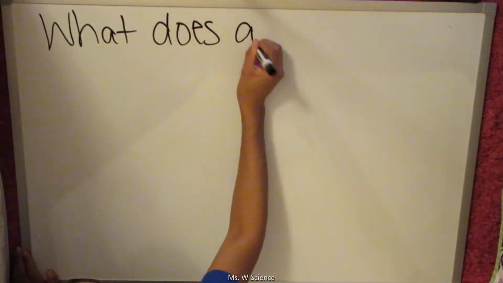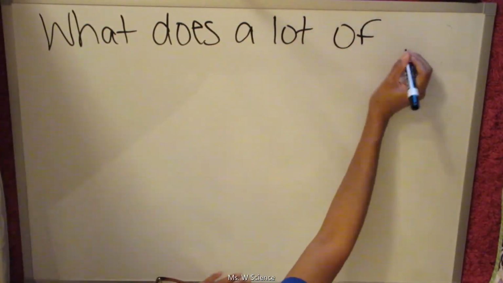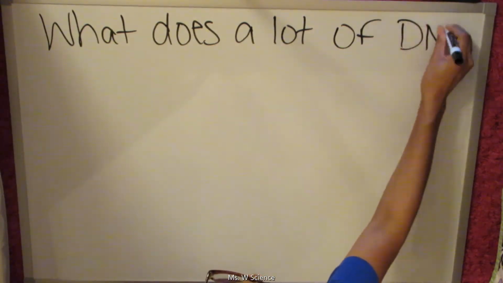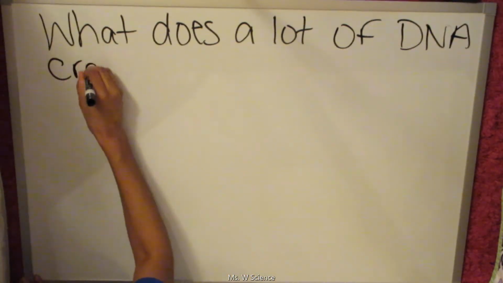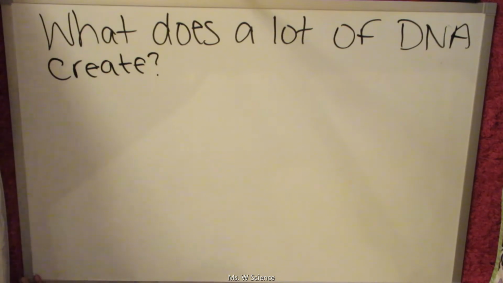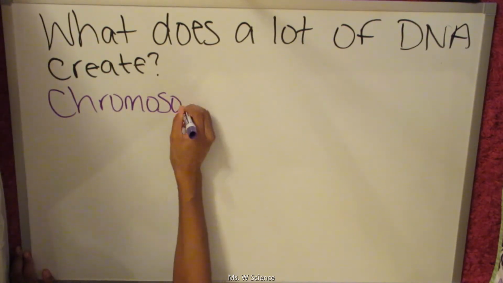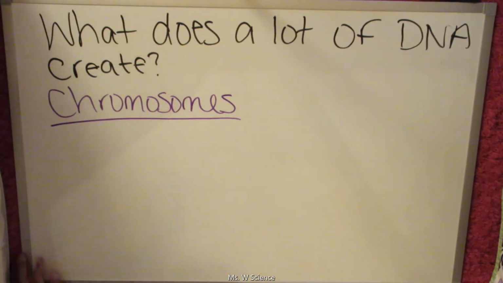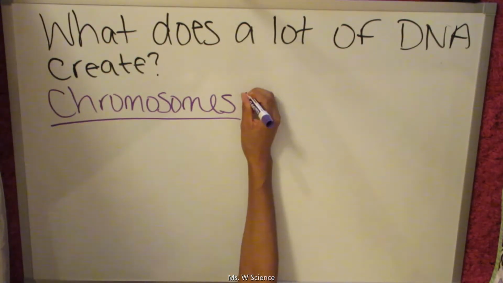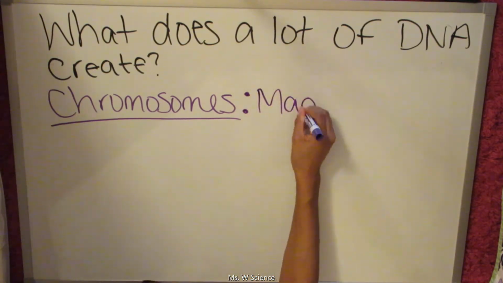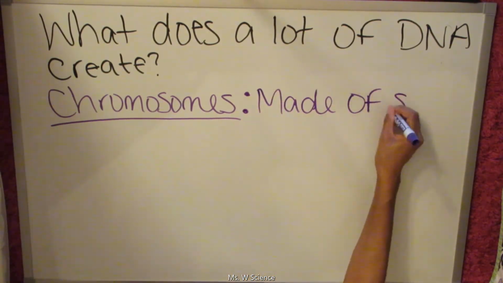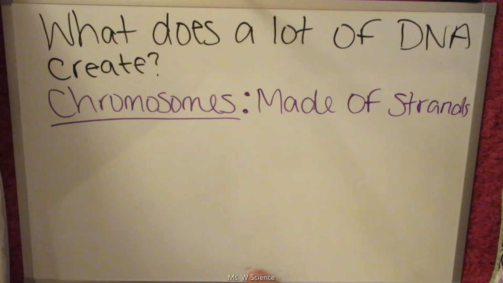Okay, so now we're going to look at what a lot of DNA creates. When you have a lot of DNA together, what is that going to make? We don't just have one strand of DNA in each cell. We have way more than that. We need more than that to get the cell running and to create the organism. So a lot of DNA is going to create these things called chromosomes. Chromosomes are made of strands of DNA.